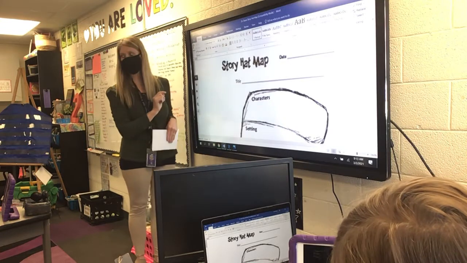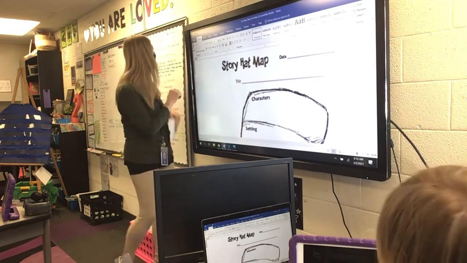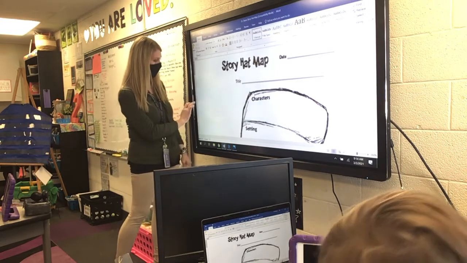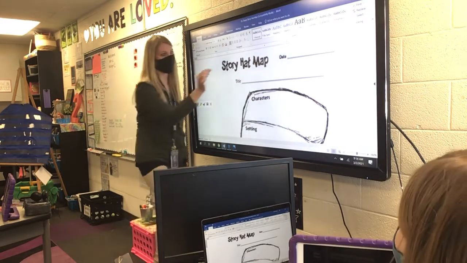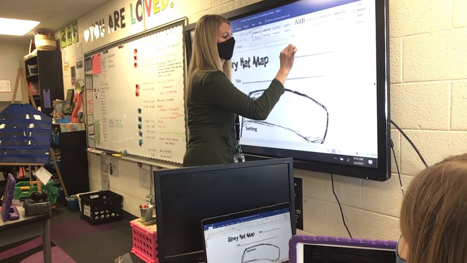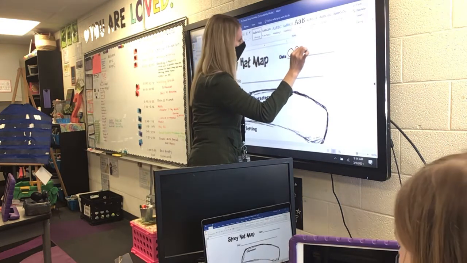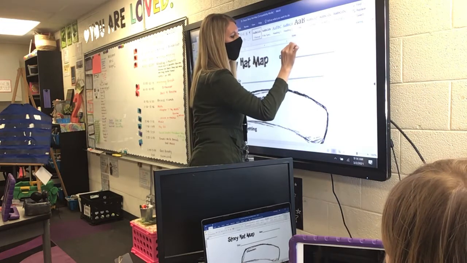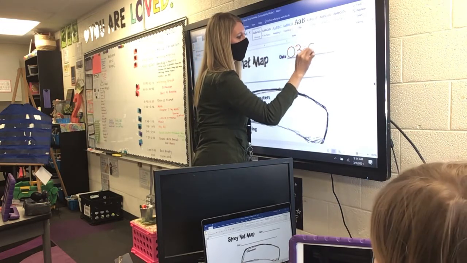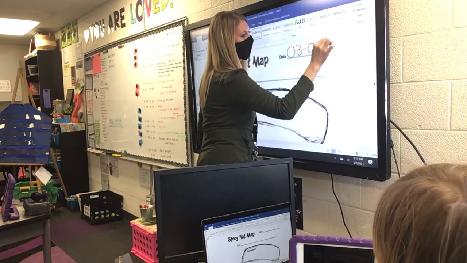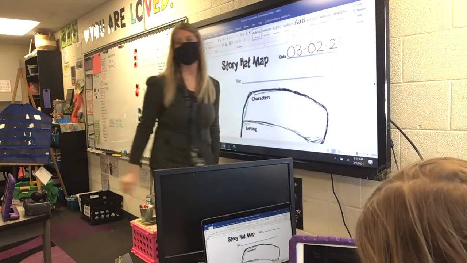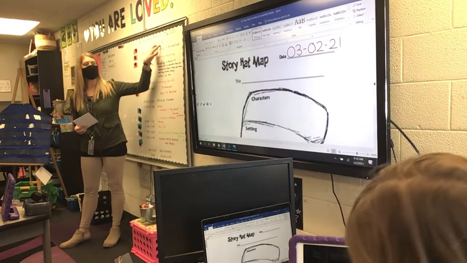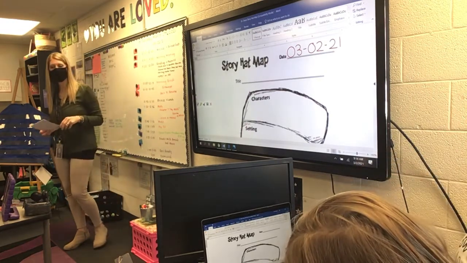March 2nd, 2021, and you can look up at the board. We know that's where our date is. And you can write the date however you want, because we have learned that there are some different ways we can write our date. There's different ways we can separate the month, the day, and the year. You can do it like a date, and the period.